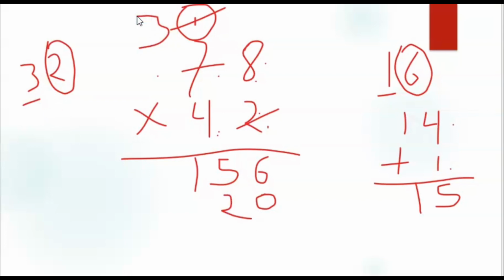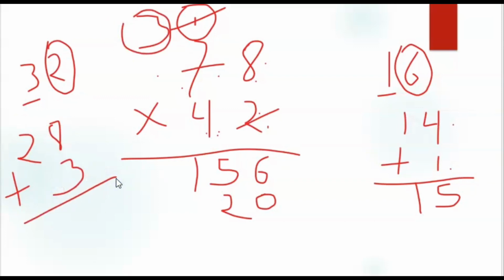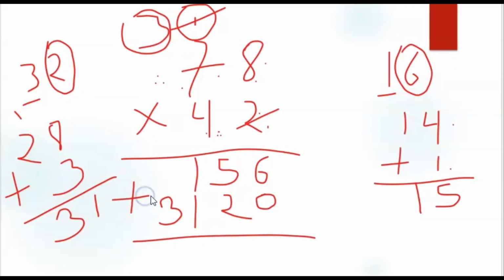Next step, you're going to multiply 4 with the 7, which is 28, plus this 3. You're going to add that in 28. 8 plus 3 equals 11, 1 and 1. 2 plus 1 equals 3, 31. We do not have any more numbers to multiply. That is it. You're going to put down this 31 over here and add these numbers.